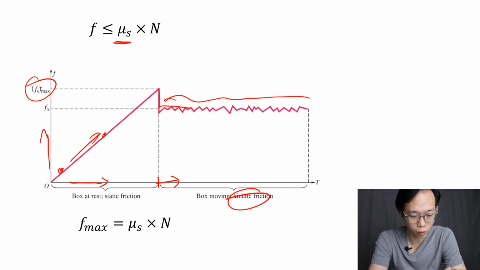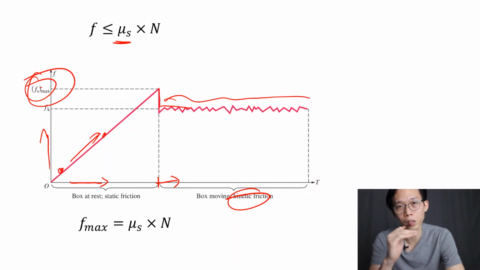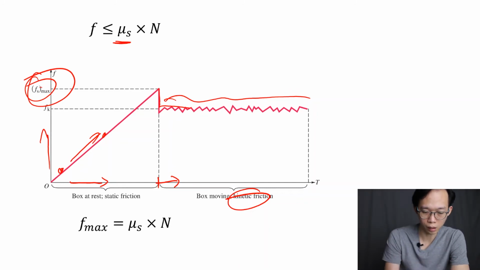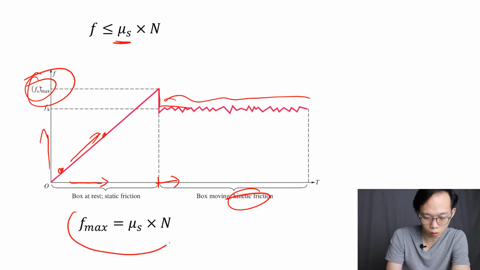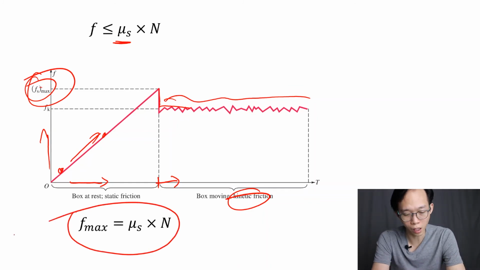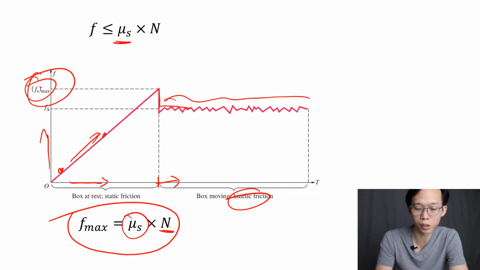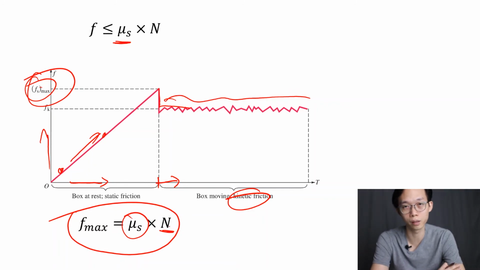What I want to focus on is this value, the maximum amount of friction that can be applied between the two surfaces before the box starts sliding. If we want to look at the max value, then we can just convert it into an equation that looks like this. F max, the maximum friction between the surfaces, equals the coefficient of static friction multiplied by the normal contact force that is exerted between the two surfaces. Okay, now let's have a look at how to use this equation to solve some questions.